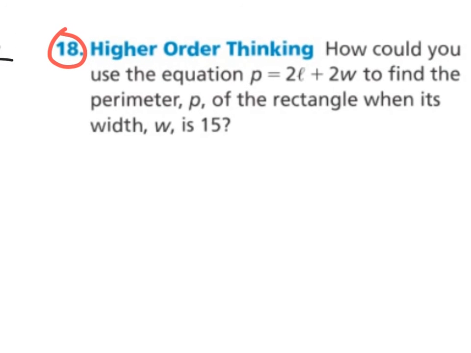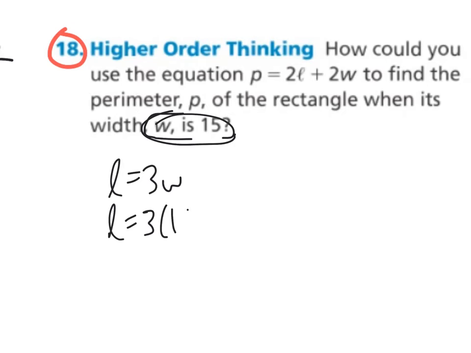Number 18, how could you use the equation P equals 2L plus 2W to find the perimeter P of the rectangle when its width W is 15? So if we go back to our equation, L equals 3W, we substitute that in, would probably be the easiest way. And 3 times 15, if you work that out, would be 45.